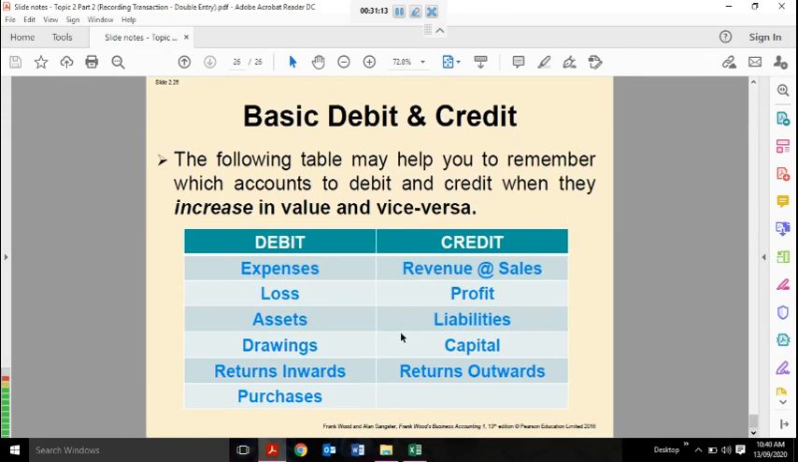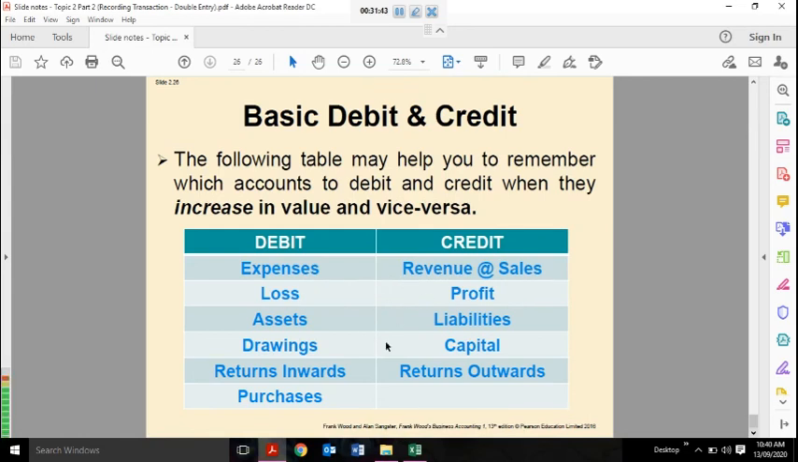So these are the basic debit and credit rules, the table that you need to memorize. This only applies when they increase in value, so you record it on that particular side, debit or credit. If it decreases, then it should be the other way around. This is what I taught you last week. You must memorize this, because you will need it to check the trial balance concept.